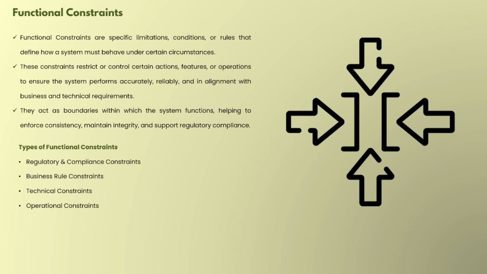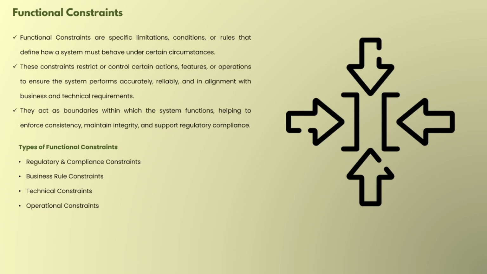Well, these constraints restrict or control certain actions, features, or operations to ensure the system performs accurately, reliably, and in alignment with business and technical requirements. In short, they make sure the system doesn't allow something it's not supposed to, like blocking a user from applying for a loan if they have already reached the limit. So these are certain conditions which the system needs to follow.